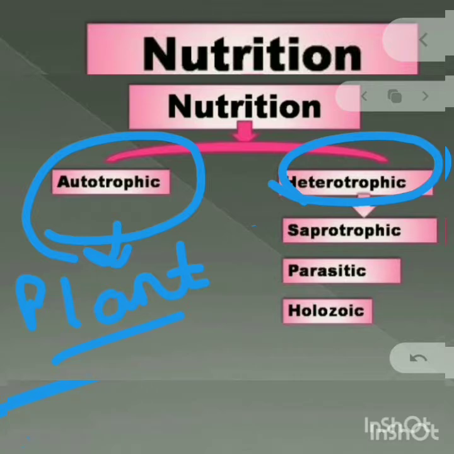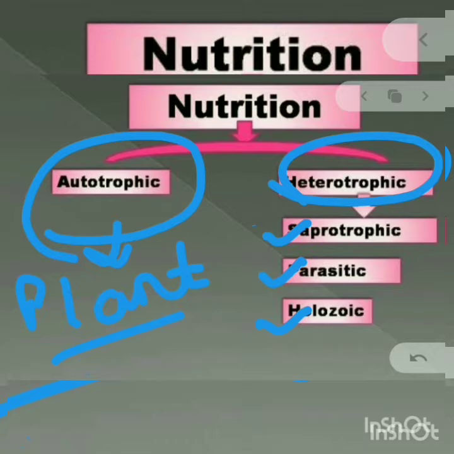On the other hand, heterotrophic nutrition is that in which organisms depend on other organisms for their survival. These are of further three types, that is saprophytic, parasitic and holozoic nutrition.